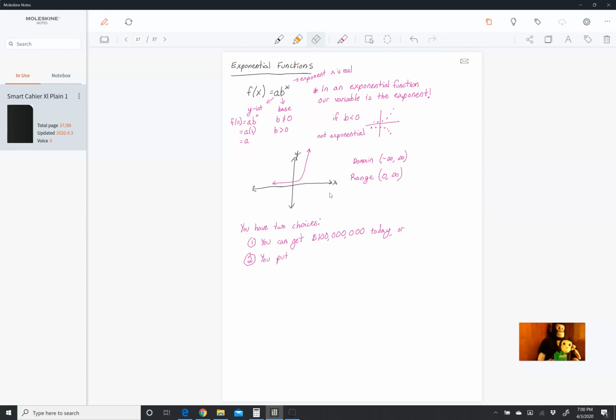is you put a penny on the first square of an 8x8 checkerboard or chessboard. And every day you double it and you put the new amount on the next square. So every day you double what was on the previous square. And you put that on the next square.